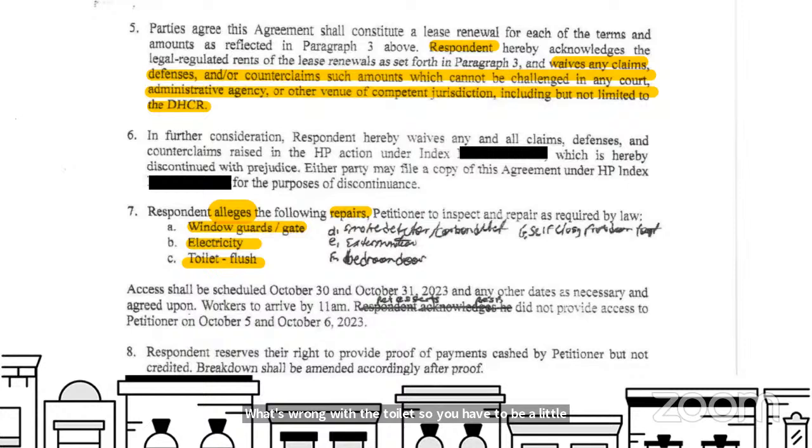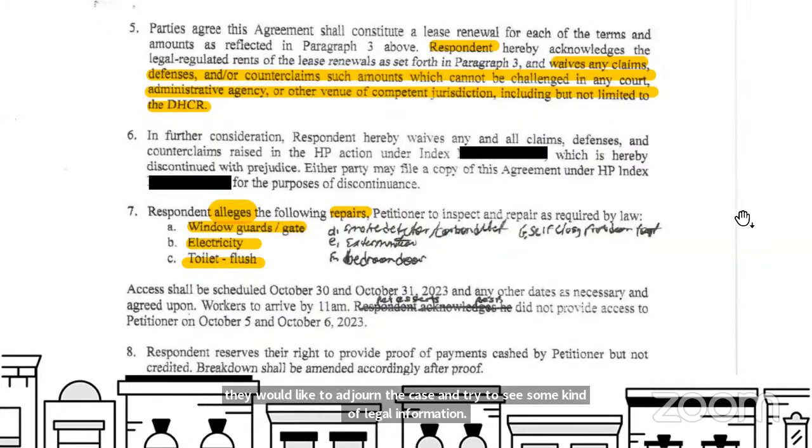Access should be scheduled October 30, October 31st. So this is a stipulation, an agreement, that tenants need to be leery of signing. And if they're not understanding, or if they're waiving any of their rights, maybe they would like to adjourn the case and try to seek some kind of legal information. Next slide, please.